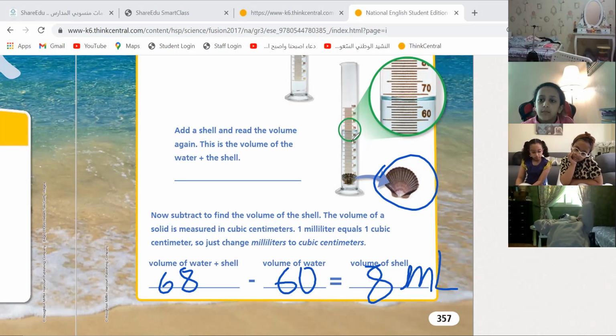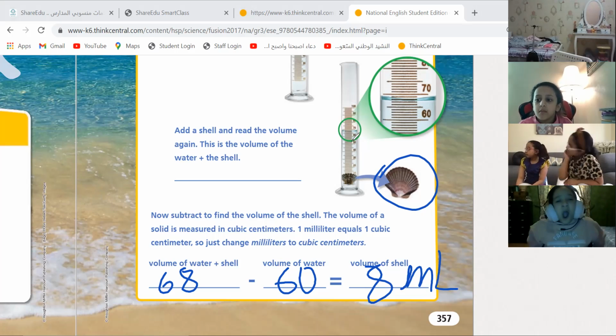All right, girls, that's it for today. Do you understand with me? Is there any question? No. So you know all about volume and mass. Tomorrow I'm going to ask you what is matter and what is volume and mass.